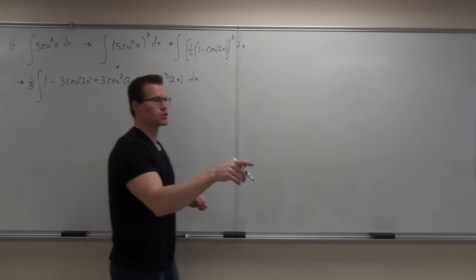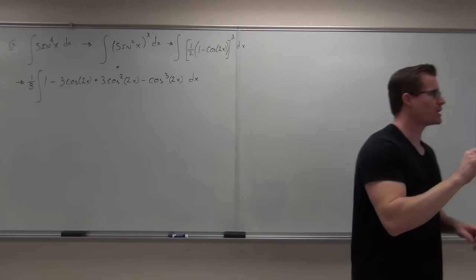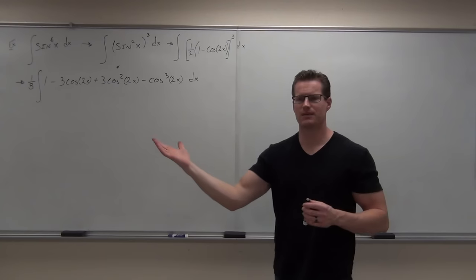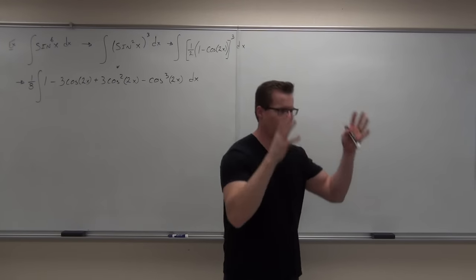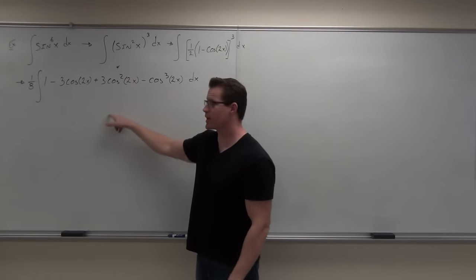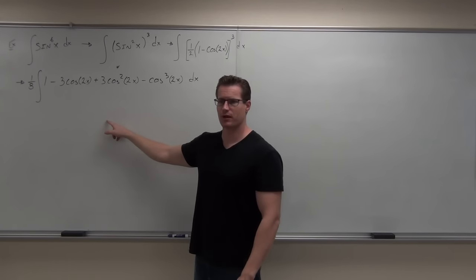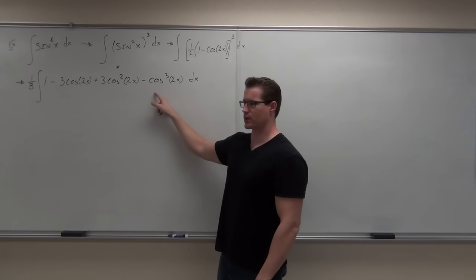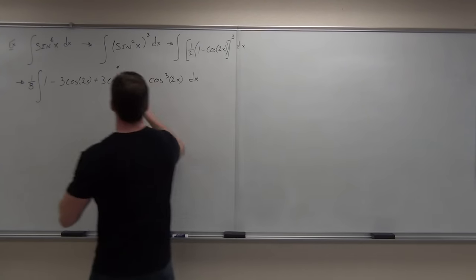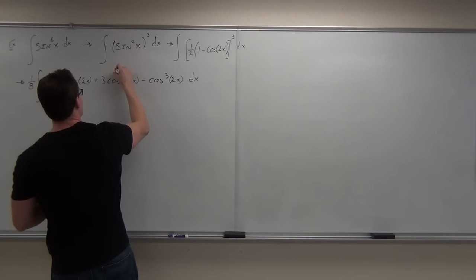Okay, let's see if you're paying attention. With cosine squared, would I use the Pythagorean identity or the half angle? Half angle. Why? Because it's cosine squared. That's exactly right. So this is going to be a half angle right here. Now stop, we're going to do one more thing. Cosine to the third, can you do the integral of this right now? No. Change that one too, so this is another one. That's an ugly little star, isn't it?